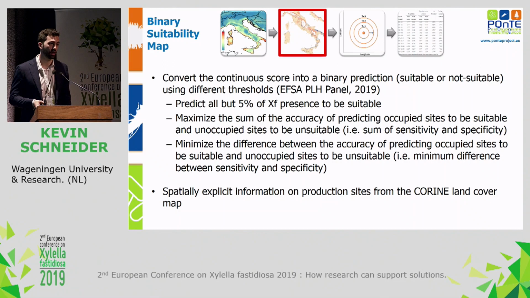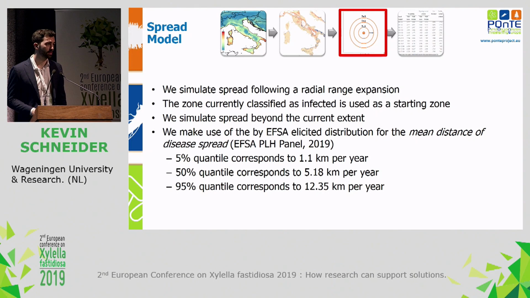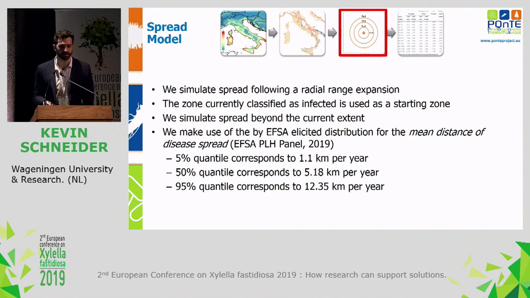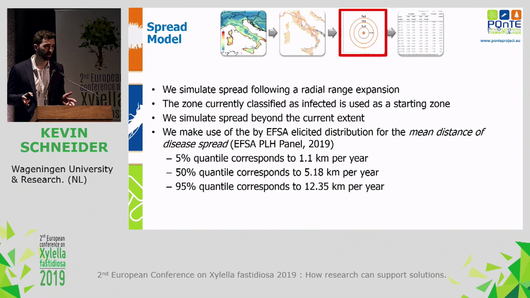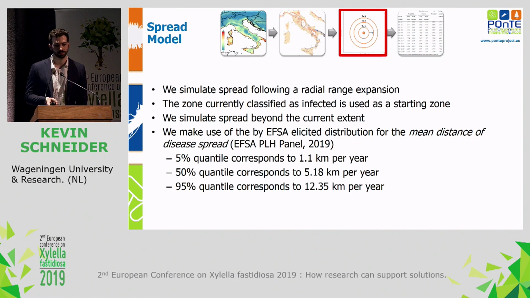We modeled spread of the disease over a time horizon of 50 years following a radial range expansion. What this means is we have a point of origin, and then at every discrete annual time step, we have an expanding circle around that point. All the olive cells that are suitable within that circle are assumed to be infected. As a starting point, we take the currently classified infected zone in Apulia. And we then simulate spread beyond that zone. Hence, we assume that the containment efforts have failed and the pathogen disperses into other parts of Europe.